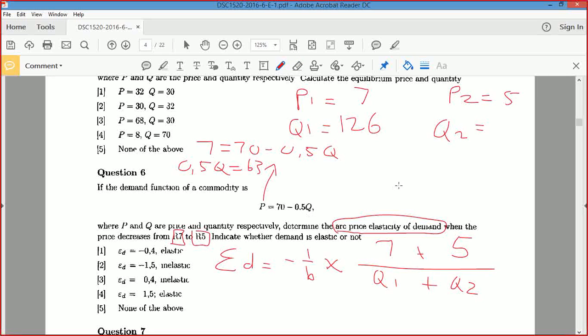The next one is going to be what? Well, 5 equals 70 minus 0.5q. 0.5q equals 65. Gives you 130. Okay, so now I can rub this out, and I can put in 126 and 130. Now I need the b. Where does b come from? B comes from the formula for the actual equation for demand.